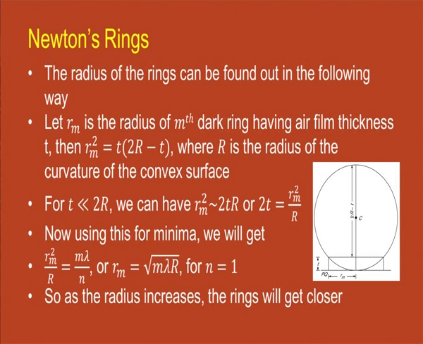For T much smaller than 2R, we have Rm square nearly equal to 2TR, or 2T is equal to Rm square by R. Now, using this for minima, we get Rm square by R is equal to m lambda by n, which gives Rm equal to square root of m lambda R for n equal to 1. So, as the radius increases, the rings get closer.